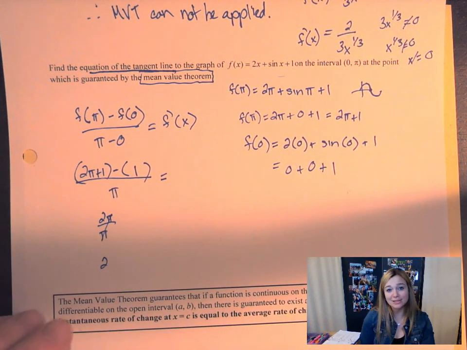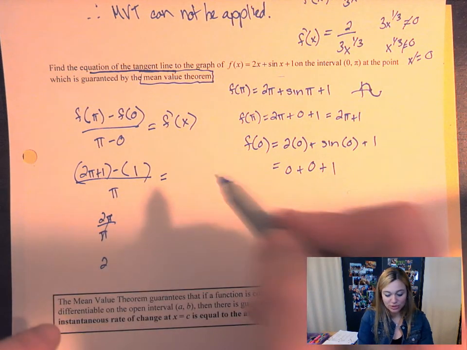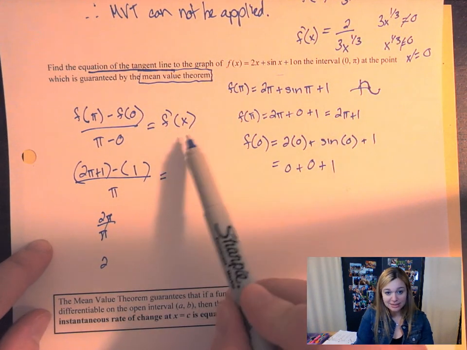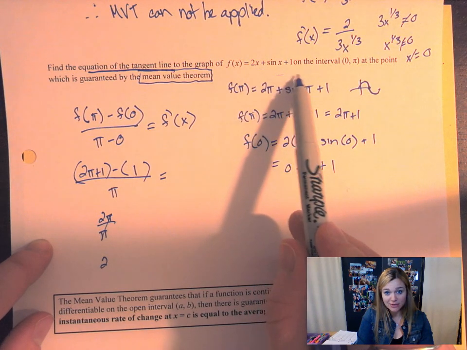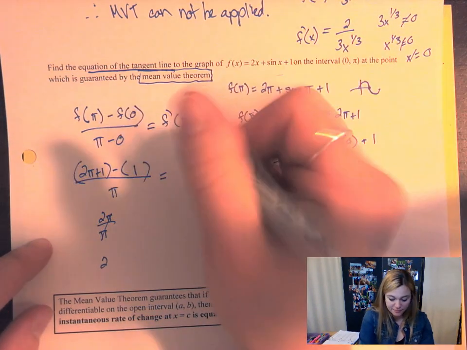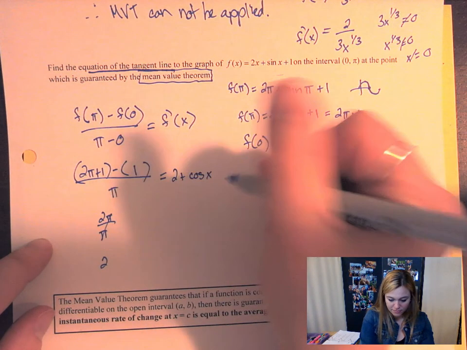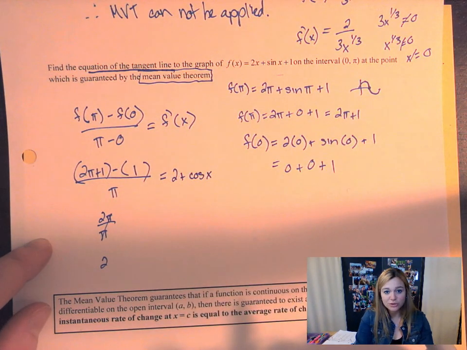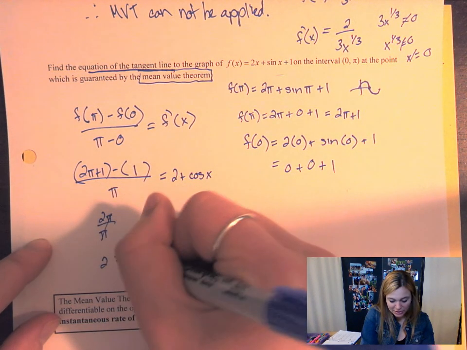This is not my answer yet. This is just the average rate of change. The average rate of change has to be equal to the instantaneous rate of change. Instantaneous rate of change, also known as derivative. The derivative of 2x plus sine of x plus 1, do that. Did you get 2 plus cosine of x? So I know this has to be equal to 2 plus cosine of x.